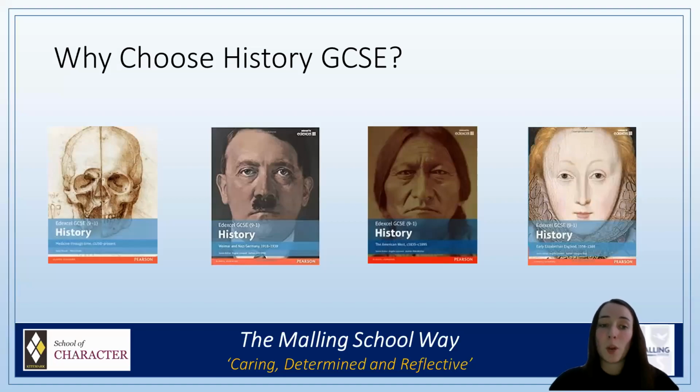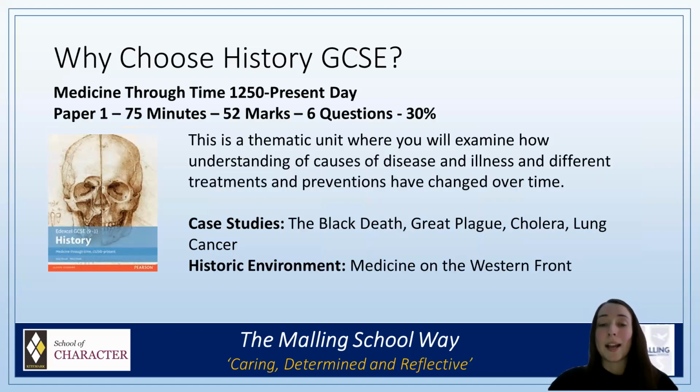I'm very excited to be talking to you about the History GCSE course that we offer and why I think it would be a good option for you to take. The course that we look at covers 4 different topics: medicine through time, Weimar and Nazi Germany, the American West and early Elizabethan England. You will be assessed on 3 exam papers. There aren't any coursework elements to this course, it is just exam based.